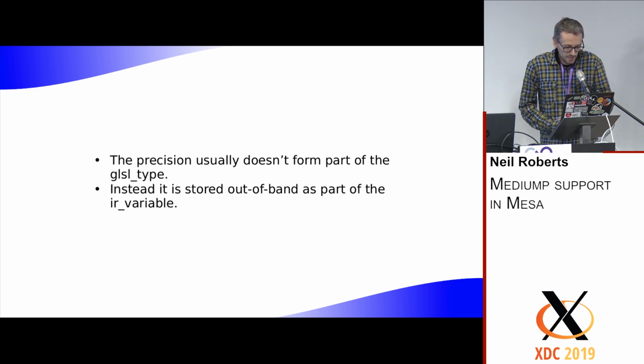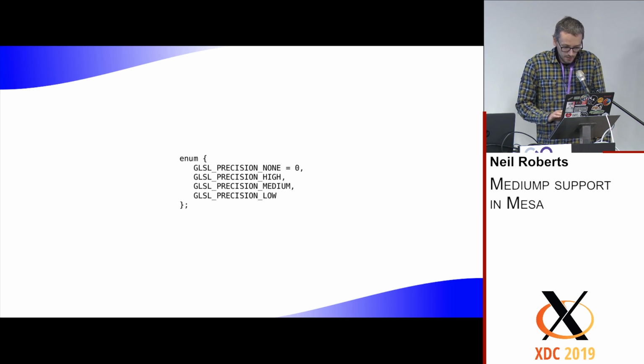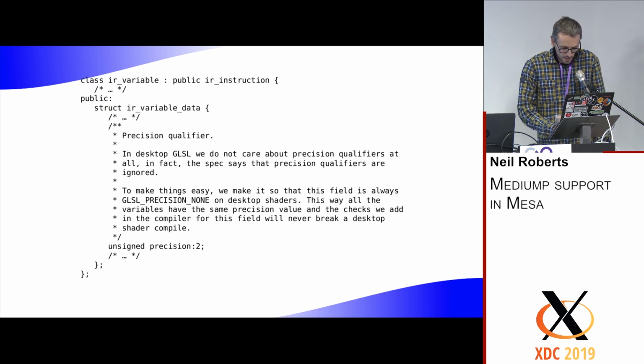Normally when Mesa stores the precision, it stores it in the IR variable. It doesn't form part of the GLSL type. So you might think that if you're declaring a mediump float, that should form part of the type. But no, it doesn't do that. It's just a float type, and then the variable itself is declared as mediump. So that's the precisions that are available in the Mesa tree: there's the high, medium, low, and none. And as I say, there's a precision marker stored in the IR variable.